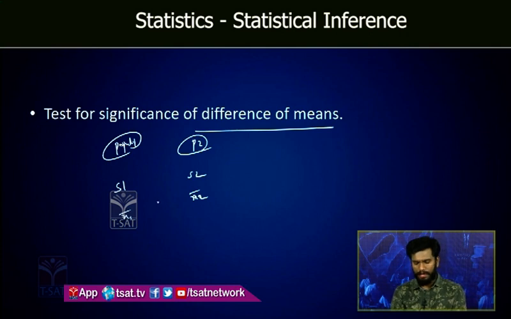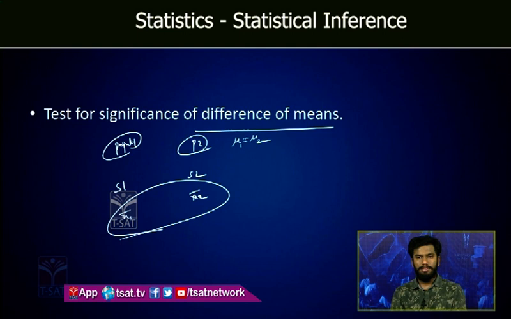Now I have to find the significant difference between two means, assuming that the mean of the two populations is equal. Assuming that the mean of the two populations is equal, then what will my z statistic be?